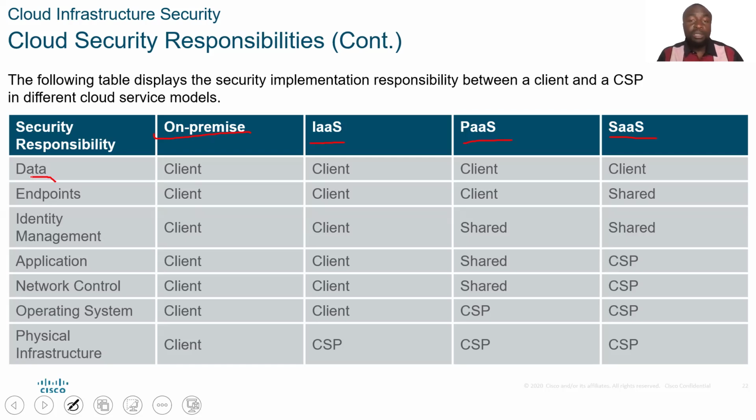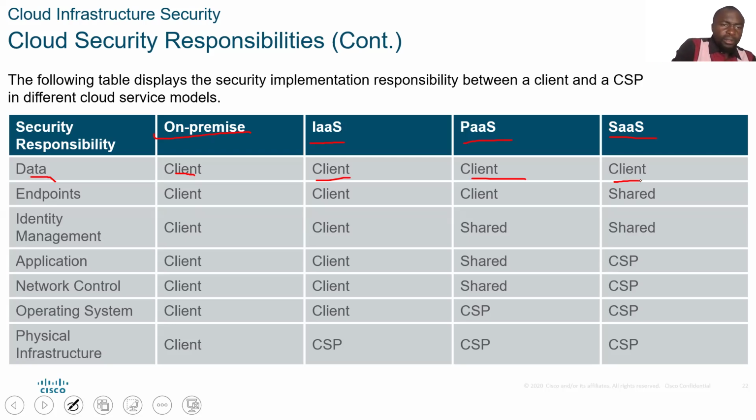We're looking at responsibilities now. When it comes to security responsibility for data, whether it is on-prem or any of these other models, it is the job of the client to protect his data. You, the client, are to protect it. So it's like your email. All the content in your email is your job to protect.